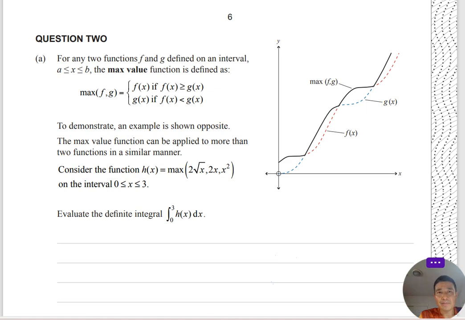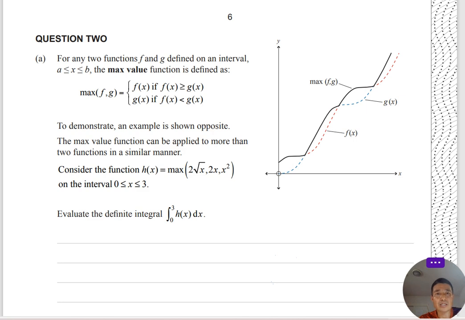For any two functions f and g defined on an interval x between a and b, the max value function is defined as this. So what it means is a higher y value wins. Yeah, so it takes all. To demonstrate, an example is shown opposite. The max value function can be applied to more than two functions in a similar manner.